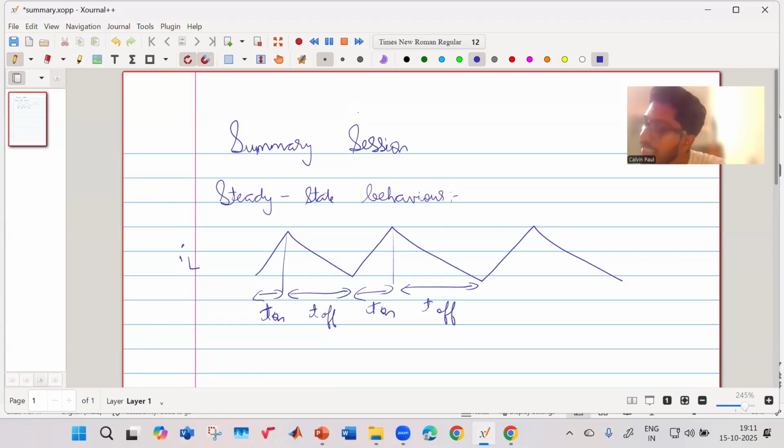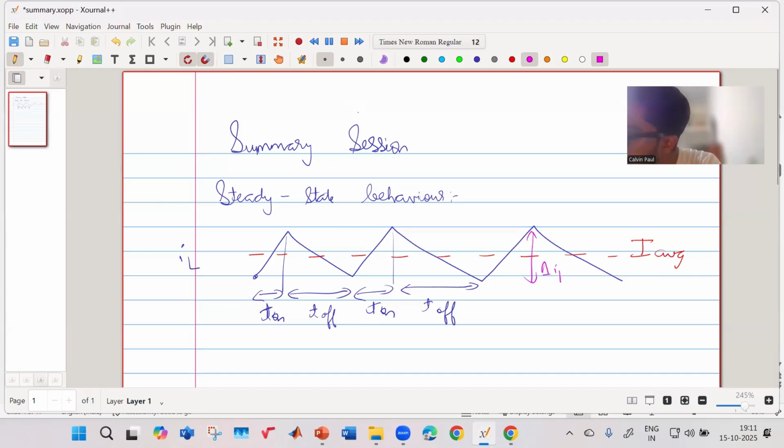When it has reached steady state, your on time and off time will reach certain fixed values. This has some average. Let me draw the average. This is your average current, and this is your delta IL, your current ripple.